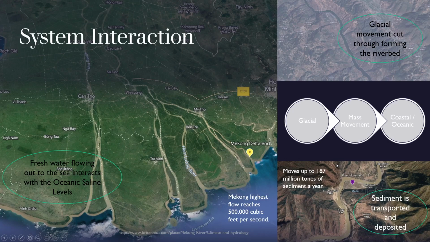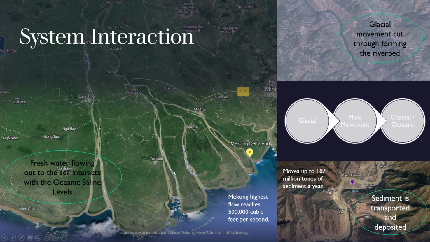Last but not least, it is also interacting with the coastal and oceanic systems. All of this fresh water that goes through here is entering into the ocean. It is interacting with the saline levels. It is interacting with the life that would live on this coast. It's interacting with the coast itself and causing abrasion to it. You can see where the dark sediment water is, where the fresh water is meeting, and these sediments have not quite mixed well yet. So you can see that it is still a part of the coastline.